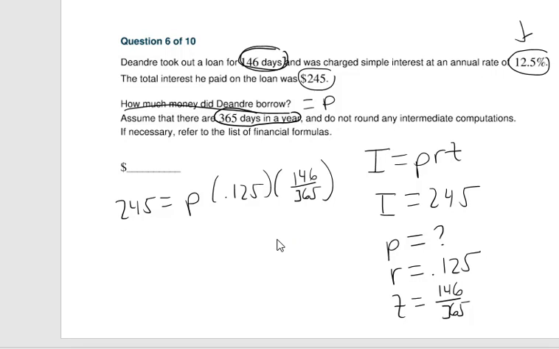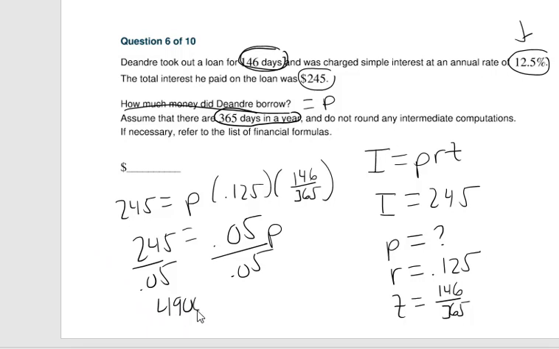So now when you figure out the answer for this, you're going to want to do the 146 divided by 365 first, and then don't round that, and then times by 0.125, and then that gives you 0.05. Remember, that's still times by P equal to 245. So to get rid of the multiplication of 0.05, so you can be left with P, you use division. So 245 divided by 0.05 is $4,900. That is the principal amount.